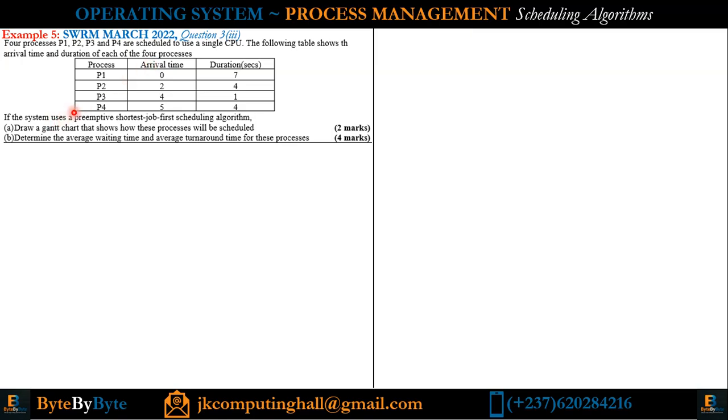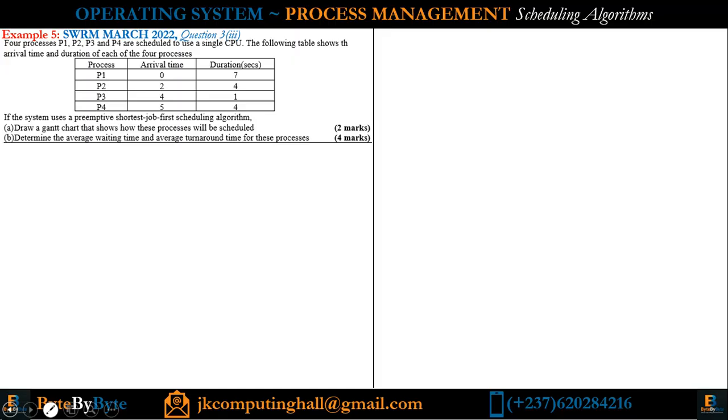If the system uses a preemptive shortest job first scheduling algorithm, take note, shortest remaining time first is the same thing as preemptive shortest job first algorithm. Draw a Gantt chart to show how these processes will be scheduled. Determine the average waiting time and average turnaround time for these processes. That's a 6 marks question.